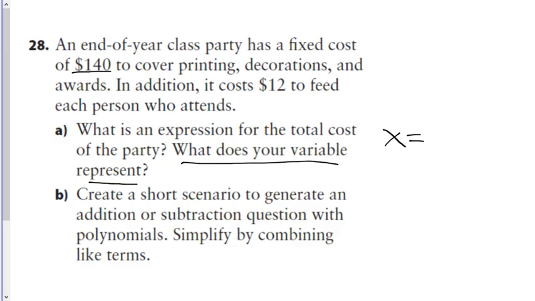What will x represent? Number of people is correct. So we're going to put number of people that attend the party. Since it costs $12 to feed a person, it's going to be 12x. That's the cost of feeding however many people show up. If 100 people show up, it's 12 times 100, which is $1,200. Plus, no matter how many people show up, it's still going to cost us that $140 to print the decorations, awards, and whatever else we have to print.